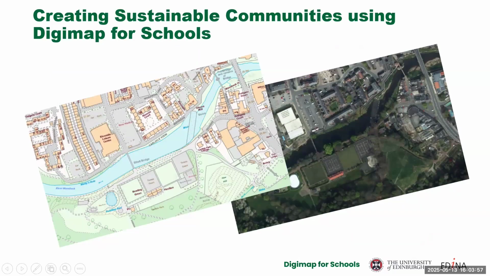Throughout this training, we will be using Digimap for schools. For those who are new to Digimap for schools, it is a powerful, easy to use tool for exploring real places. It lets pupils zoom in on anywhere in Great Britain, and they can also zoom in worldwide, and they can switch between different map types and use tools to investigate, annotate, and measure.